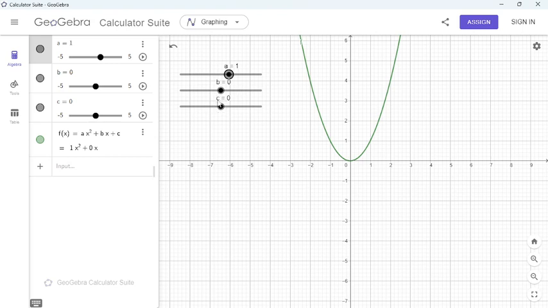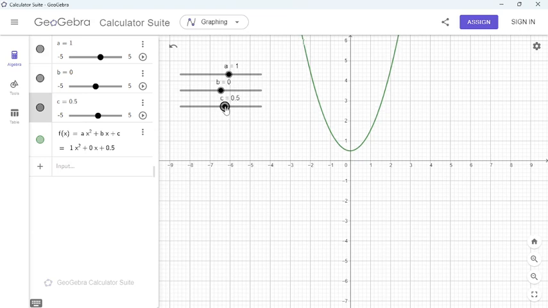Now c, we said, is the y-intercept, and it shifts the graph up or down. That is a vertical shift. Now let's try it. We change c to the positive part. We expect the graph to move up along the y-axis. Now let's move c. Can you see the graph is moving up a bit? So when c is 1, the turning point and the y-intercept is 1.